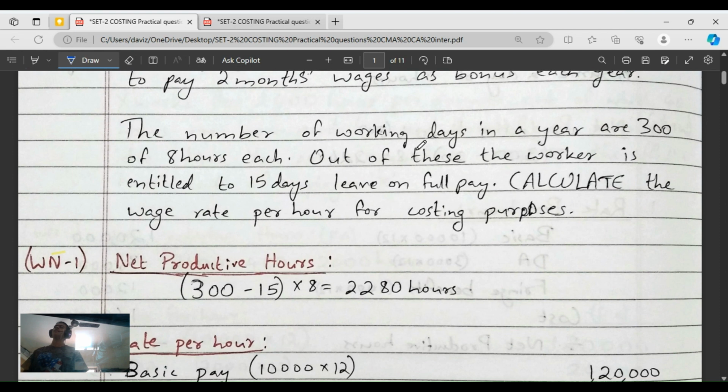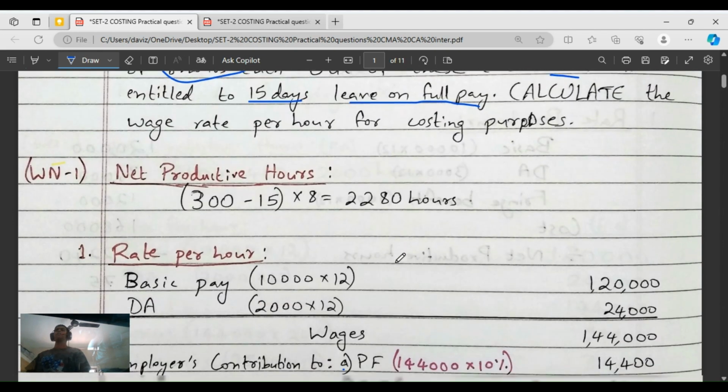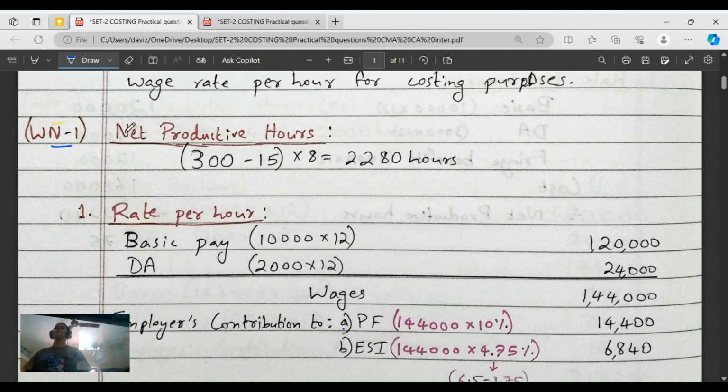The number of working days in a year are 300, of 8 hours each. Out of this, a worker is entitled to 15 days leave on full pay. So we have to calculate the wage rate per hour for costing purposes. First we make the working note. We have to find the net productive hours.